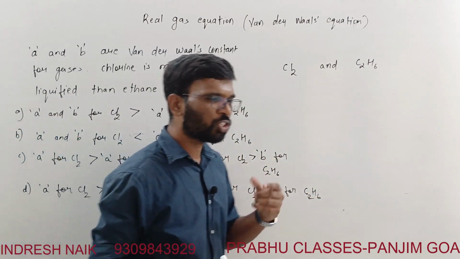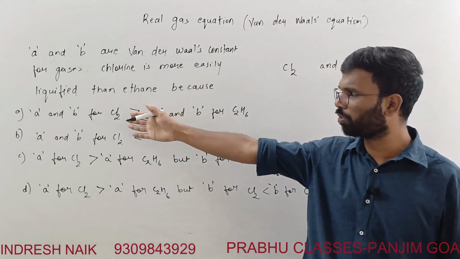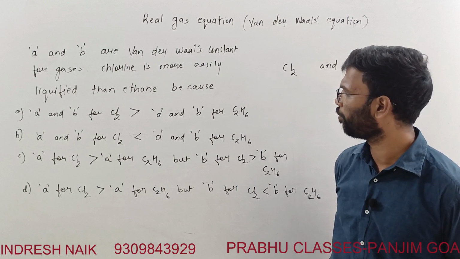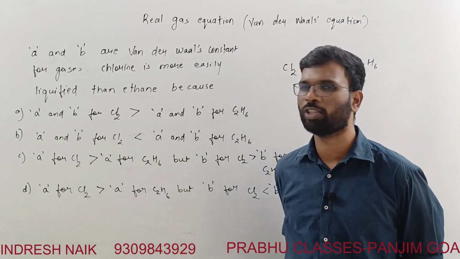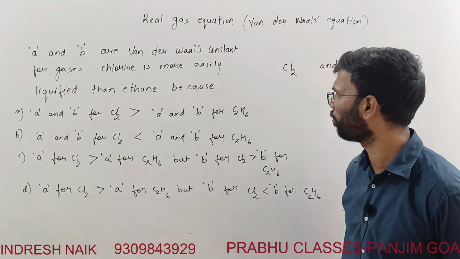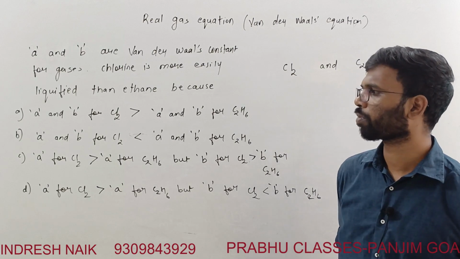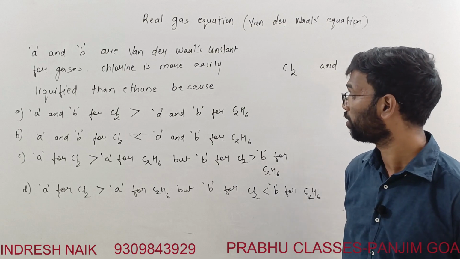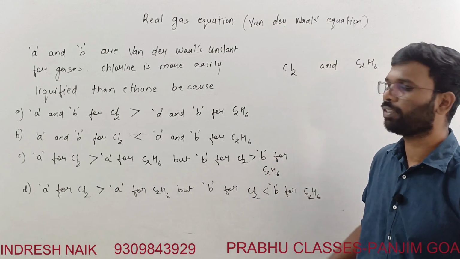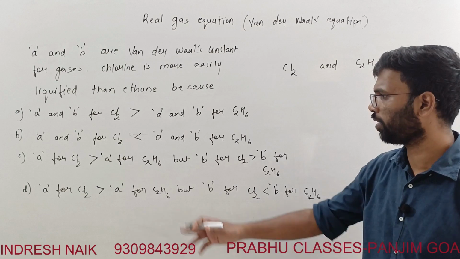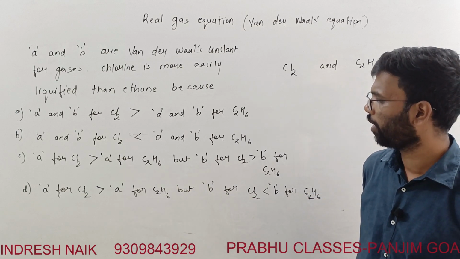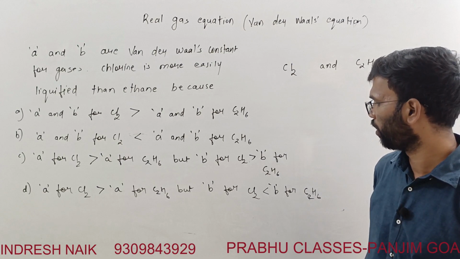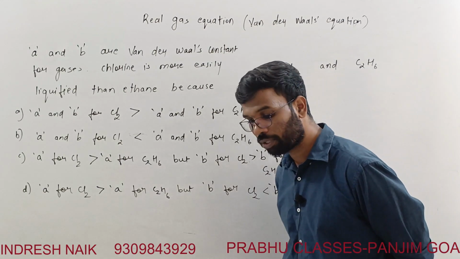Now, which of the statements are true? There are many statements made. A and B for Cl2 are greater than A and B for C2H6. A and B for Cl2 are less than A and B for C2H6. A for chlorine is bigger than A for C2H6, but B for chlorine is less than B for C2H6. The other is A for Cl2 is greater than A for C2H6, but B for Cl2 is less than B for C2H6.